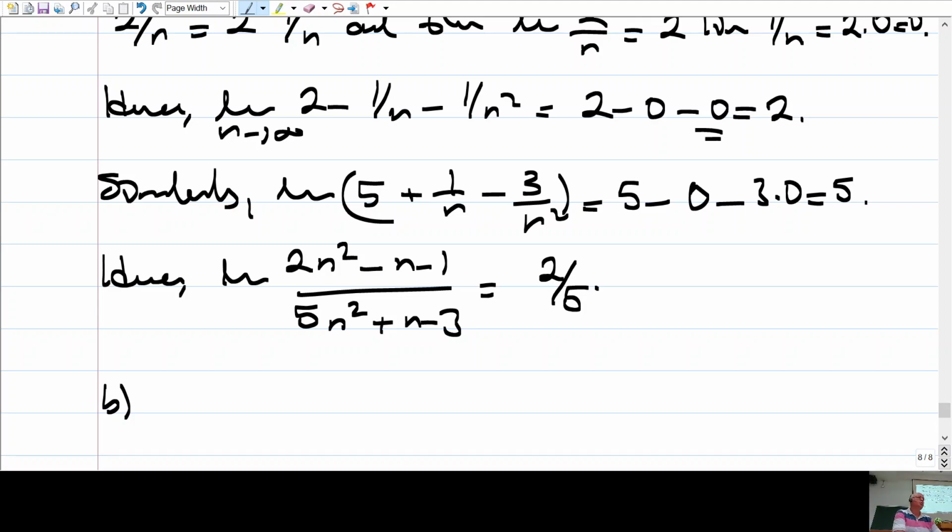I am sure that whenever you see this, you can just write down 2 over 5. But we want the details: how you arrive at this result. Knowing the answer doesn't mean much. You have to explain why that's the correct answer.